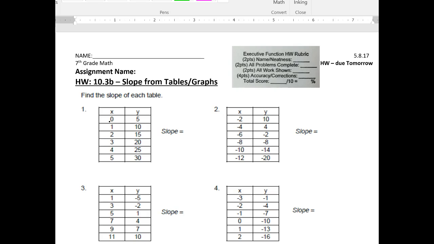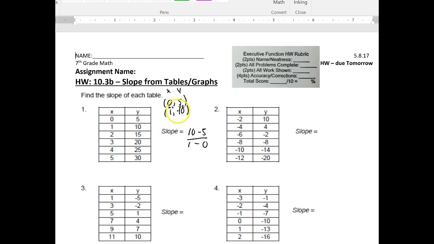Now, I suggest picking 2 points next to each other, because if you pick, say, 0, 5 and then 5, 30, you're going to get a pretty big number that you actually have to simplify. So I'm going to pick 0, 5, and 1, 10. Remember that this is x1 and y1, and then this is x2 and y2. So your slope is going to be 10 minus 5 over 1 minus 0.